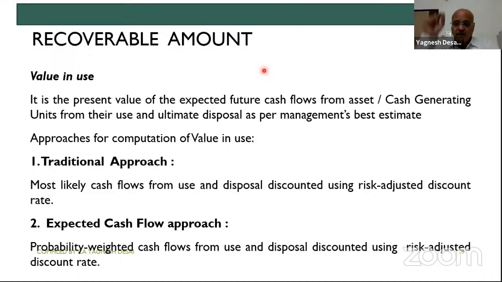But when you do the impairment, do not take into account the capex for the purpose of the estimated value of this revenue generation.